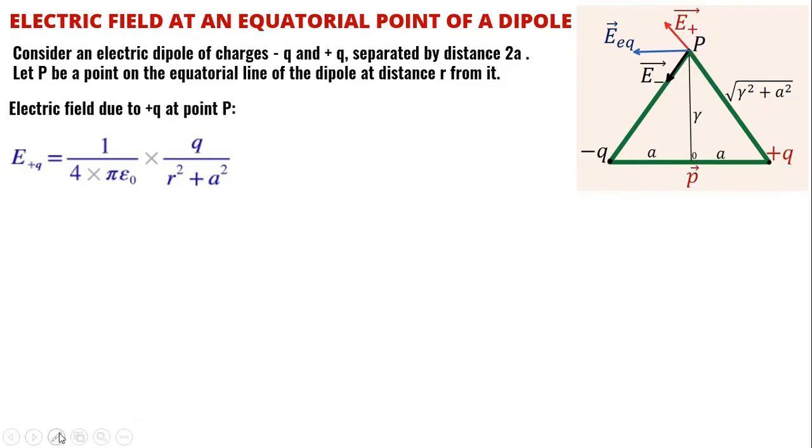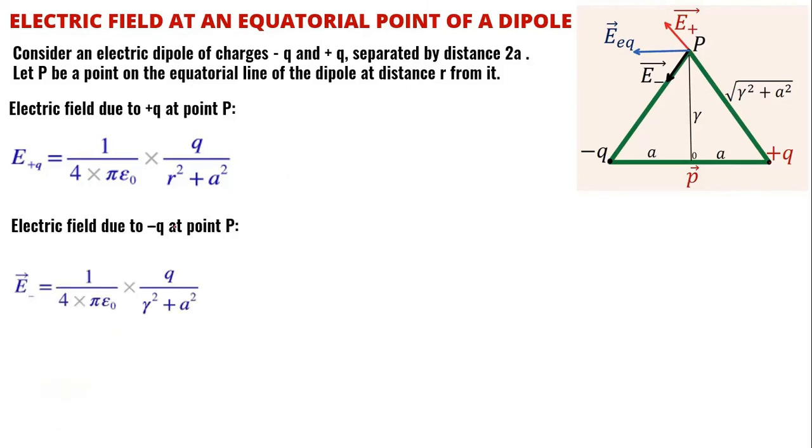Here E positive will become KQ by R square. So 1 upon 4 pi epsilon naught, Q by the separation between P and plus Q, which is the square root of R square plus A square. So we have to remove the square root, and ultimately we will get R square plus A square. Similarly, the electric field due to negative Q will become the same, 1 upon 4 pi epsilon naught, Q upon R square plus A square, because both the positive charge and negative charge are at equal distance. They are equidistant from the point of observation P.